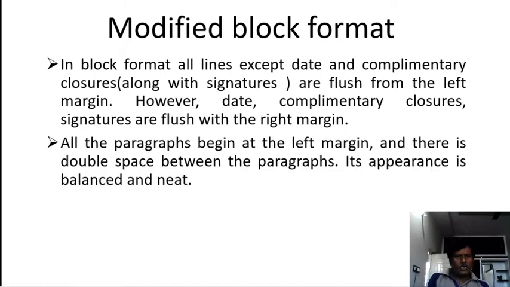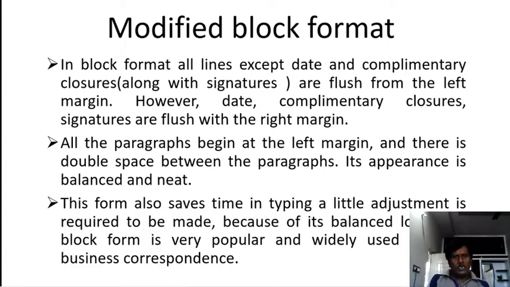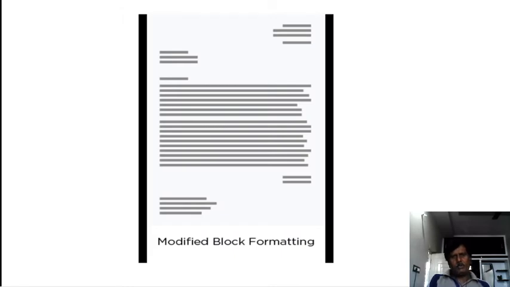First one. Next one, all the paragraphs begin at the left margin and there is a double line space between the paragraphs. It appears balanced and neat. It is another main feature of the modified block format. Next one, this form also saves time in typing. A little adjustment is required because of the balanced look. This block form is very popular and widely used in business correspondence. Some business organizations follow the modified block format. So this is the modified block format.